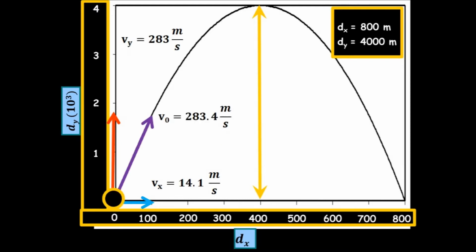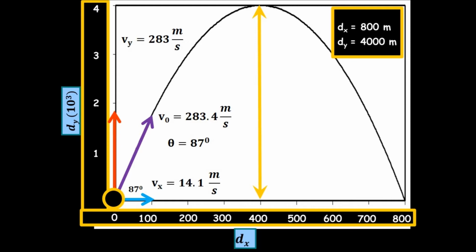And then the angle will be based on arctangent. The arctangent will be arctangent 283 over 14.1, which is 87. So you see that the V naught is very close to the Vy because you have a large angle. So the V naught would be close to Vx if you had a very, very small angle. So there you have the summary of what we've done so far. Now, next we'll go to another problem, and we will apply the same logic in solving that problem.